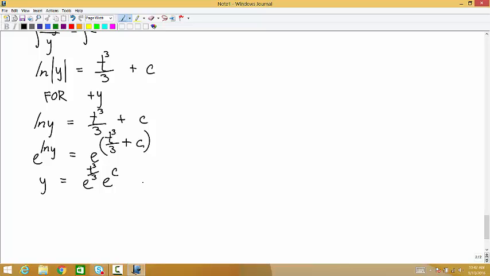Okay, so I'm going to rewrite that as c1 e to the t cubed over 3. That e to the c I'm just calling a new constant, c1. Okay, so there's the function. The function has that form, but we don't know what that c1 is, and that's where we use the boundary condition.